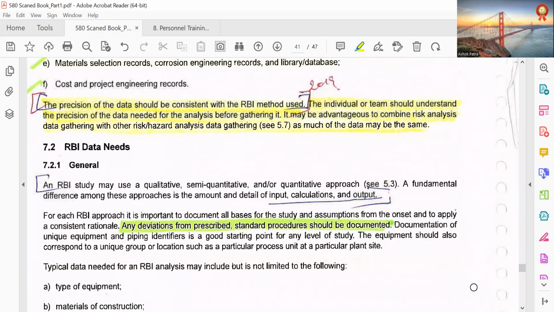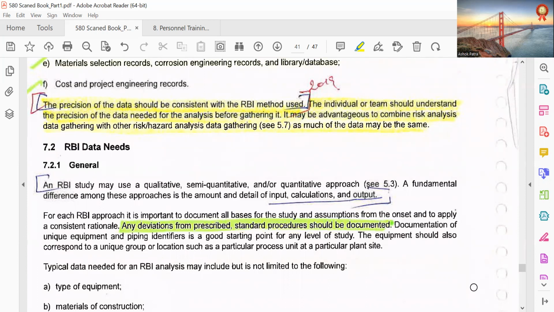Precision of data should be consistent with the RBI method used. The individual and team should understand the precision of data needed for the analysis before gathering it. It may be advantageous to combine risk analysis data gathering with other risk hazard analysis data gathering, as much of the data may be the same.